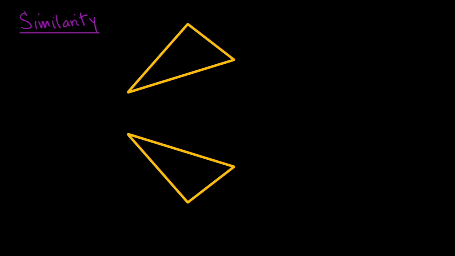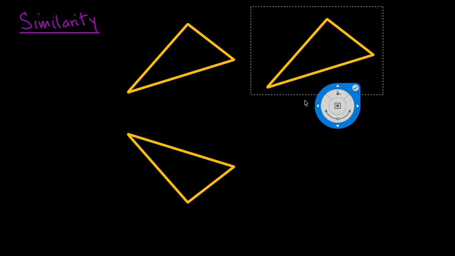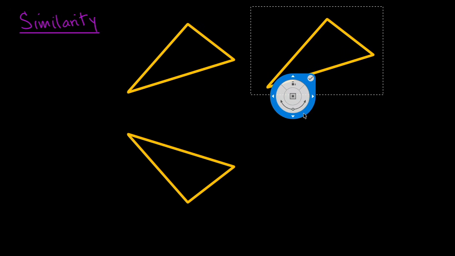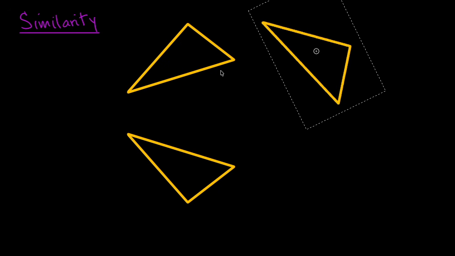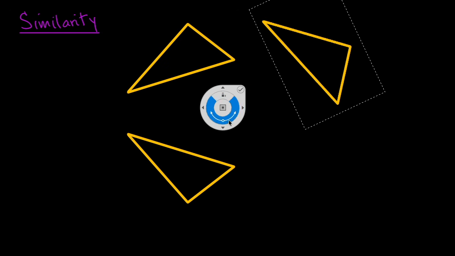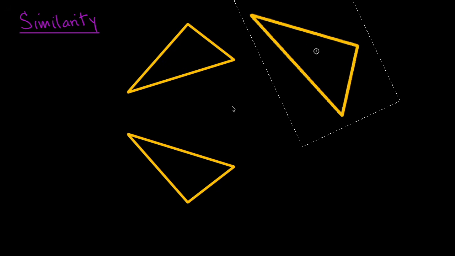So these are already the mirror image. Let me make a copy of one of these. Maybe I'll take the copy of the original one that I did. So Control C, Control V. So I'm now pasting it. So these are still similar. I've just shifted it. Now I can rotate this one. It is still similar. I can also scale this up.